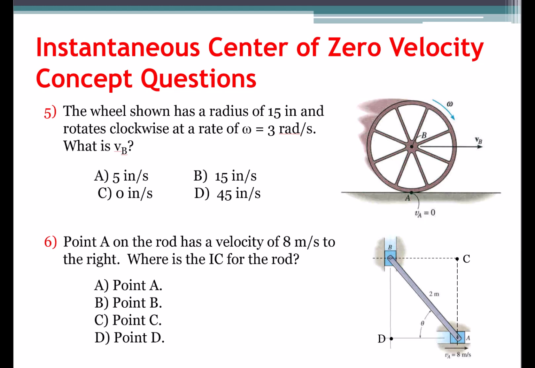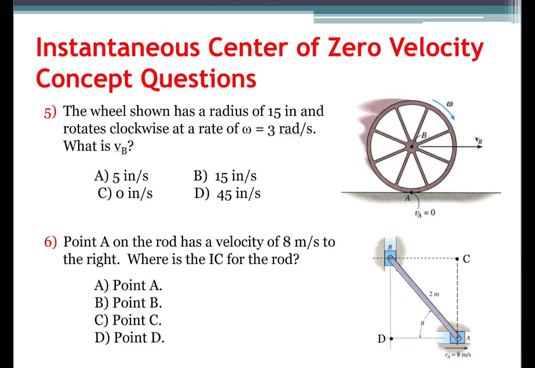And lastly, question 6. Point A, this one at the bottom on the rod, has a velocity of 8 meters per second to the right. Where is the IC for the rod? The rod is moving down, but it's rotating counterclockwise. This point is moving to the right and this one is probably moving downward.